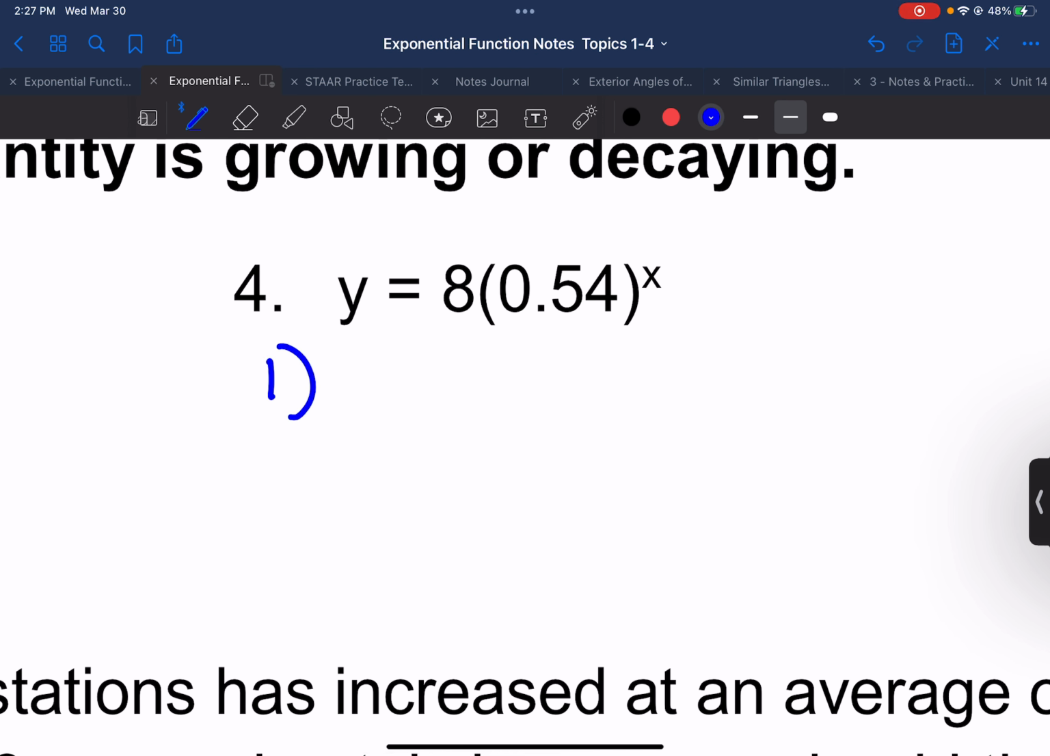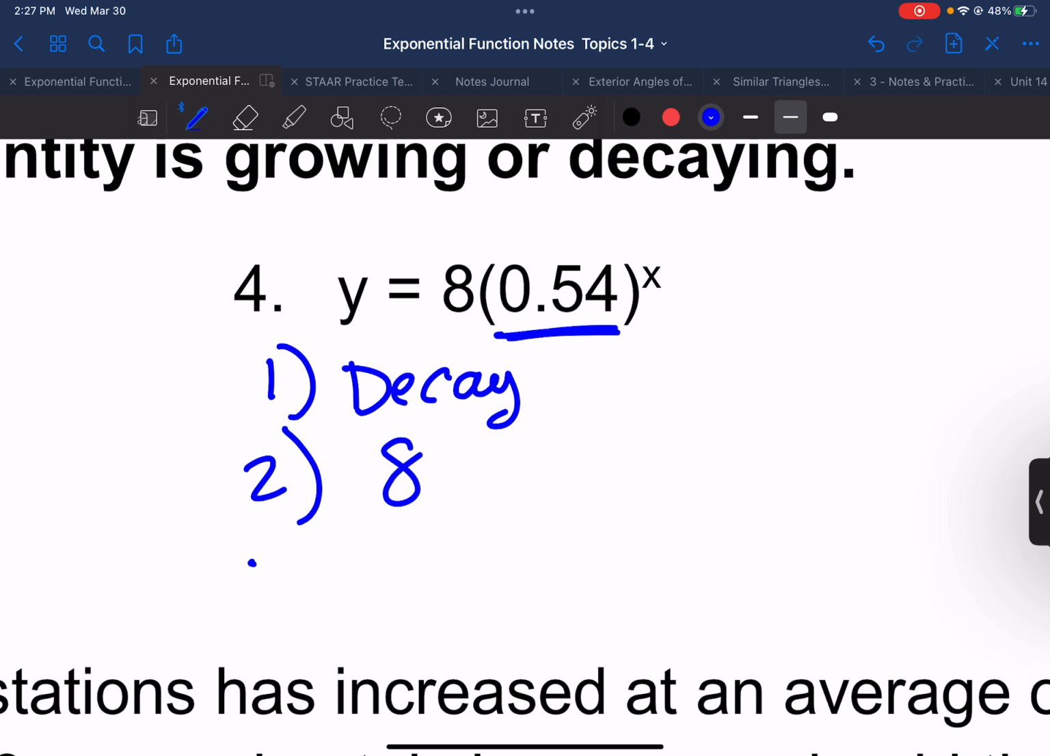Number 1. All right, this value right here is less than 1, so this is decay. All right, 2, what's my initial value? Easy peasy, 8. And 3, we need to figure out my rate. Remember, if this is decay, my formula is this: y equals a(1 minus r)^x, right?